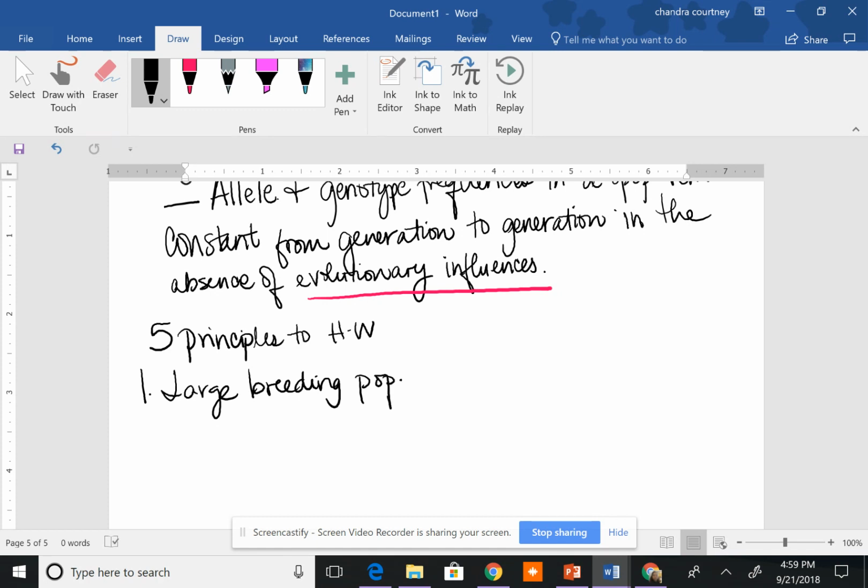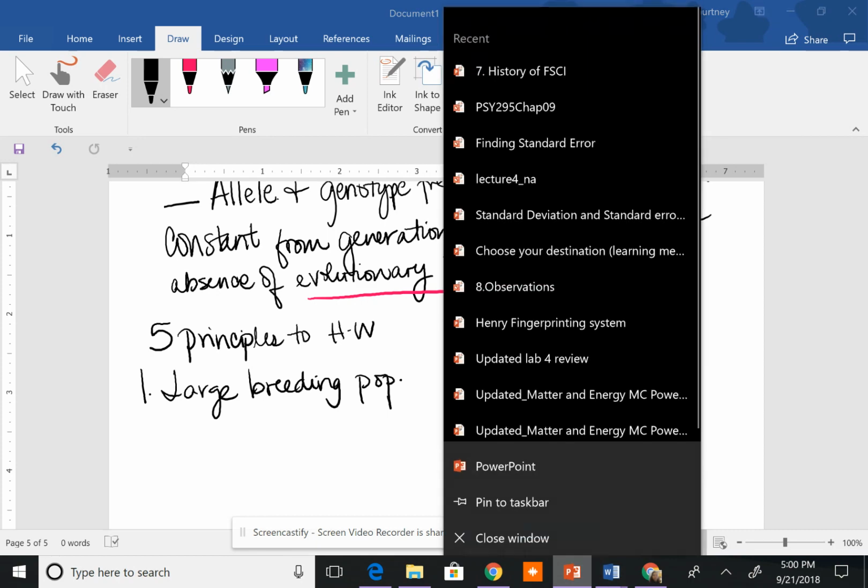Hardy-Weinberg does not work if the population is small. You need it to be a big population on the off chance that, let's say, 10% of your population dies. If your population is really large, you're not going to notice the loss of 10%. If there are only 10 individuals in your population, you are going to notice the loss of 10%. So that's what the large breeding population does. It accommodates for random losses.